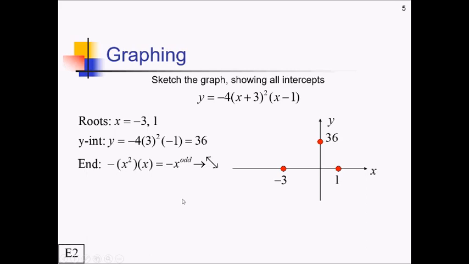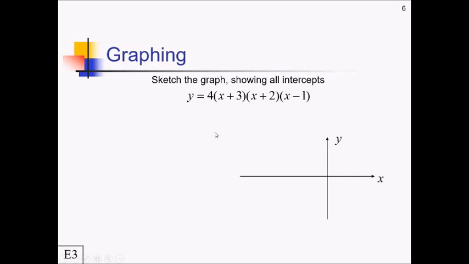And for the root behavior, we have a double root at -3, so we're going to bounce like an x² at -3. And at +1, we have a single root, so we're going to cross that just like a line. So putting it all together now, we start above the x-axis, we bounce at -3 like so, go through the y-intercept, and cross at 1, and just checking our end behavior, we're ending below the x-axis just like our end behavior said we should. We're going to do one more example.